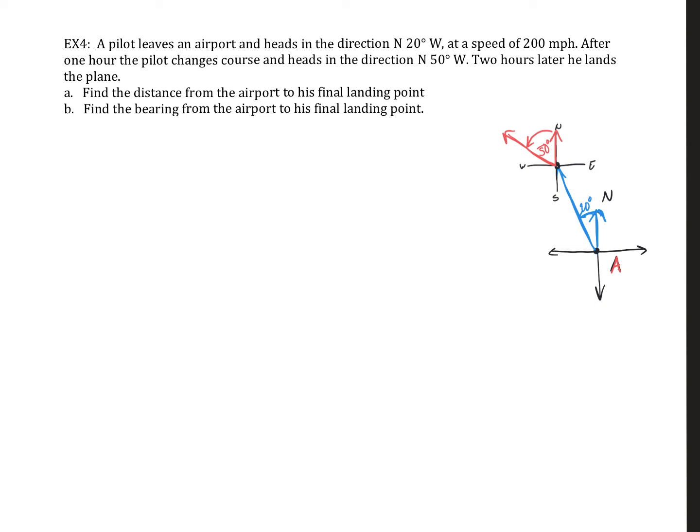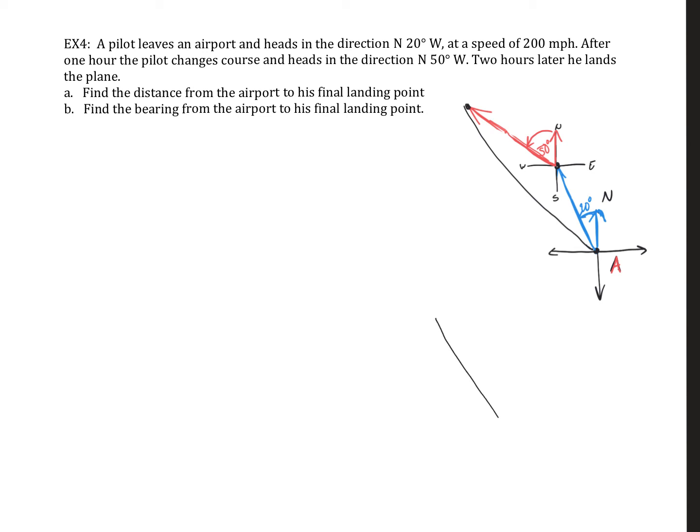Okay, what are we looking for? We want to find the distance from the airport to his final landing point. So, if this is his final landing point, let me actually extend this arrow a little bit. We don't really know how far he traveled, but he traveled some distance. So if that's his landing point, and the airport is down there, we are looking for this distance here. And notice, if I had drawn that line correctly, it would create a triangle. So let me go ahead and draw this triangle a little better with the angles that we have.